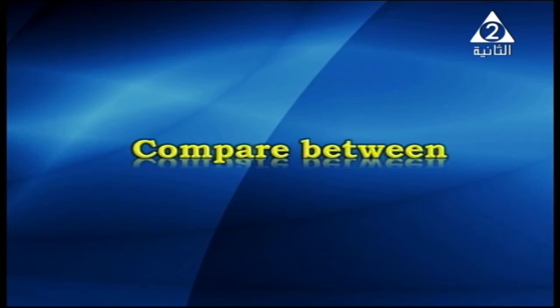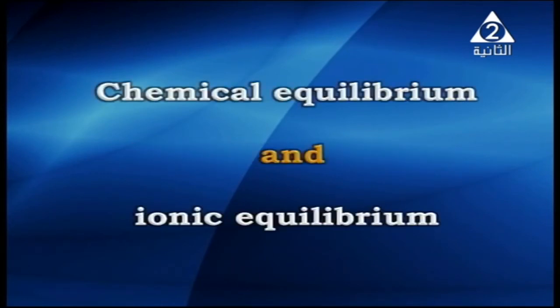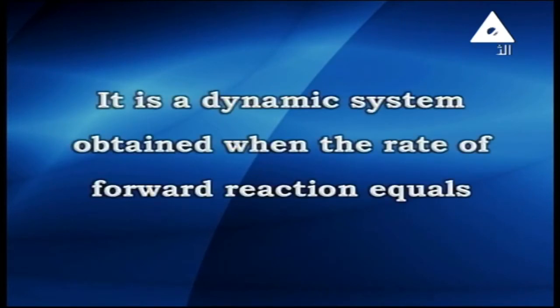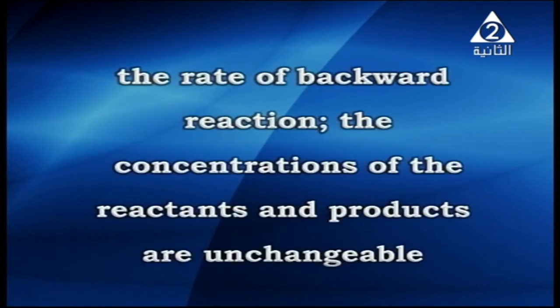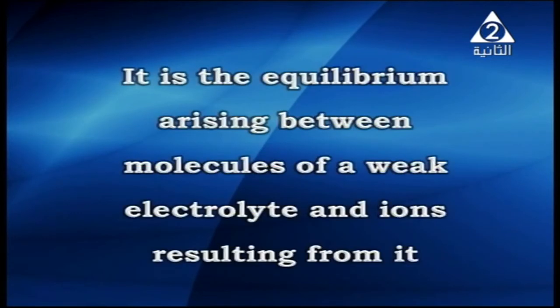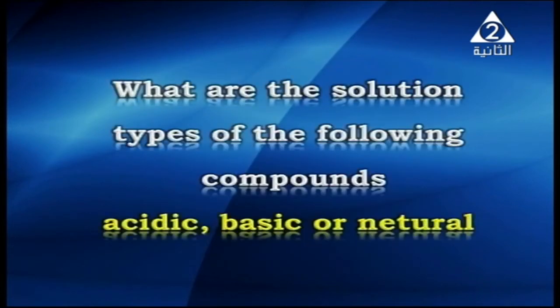Next type of question. Compare between the following: chemical equilibrium and ionic equilibrium. The chemical equilibrium is a dynamic system obtained when the rate of the forward reaction equals the rate of the backward reaction, and the concentrations of reactants and products are unchanged. Ionic equilibrium is the equilibrium arising between the molecules of a weak electrolyte and the ions resulting from it.